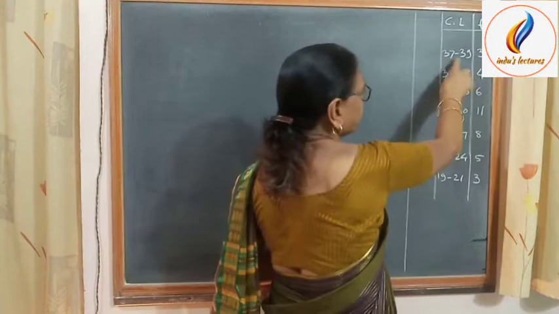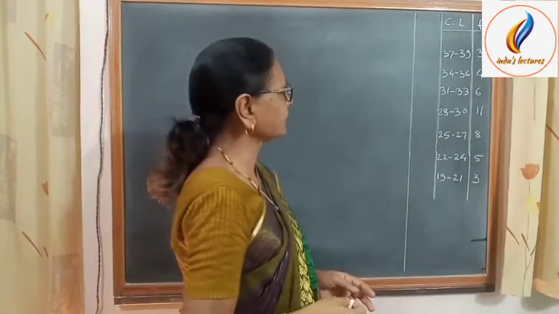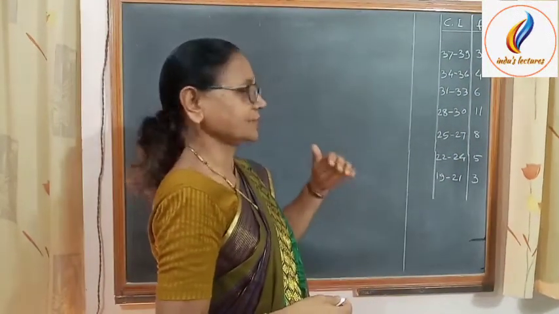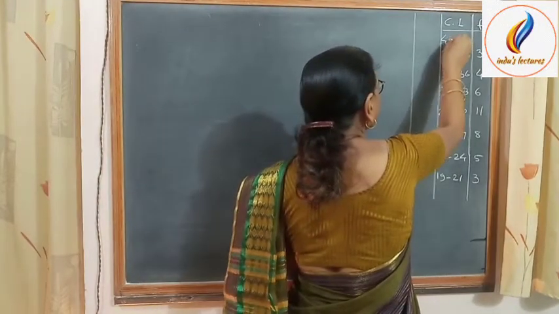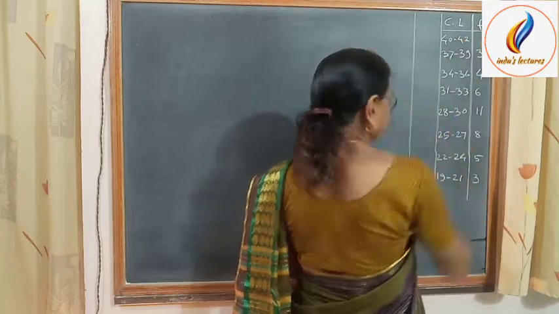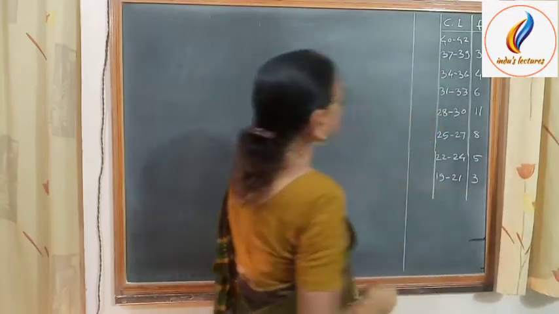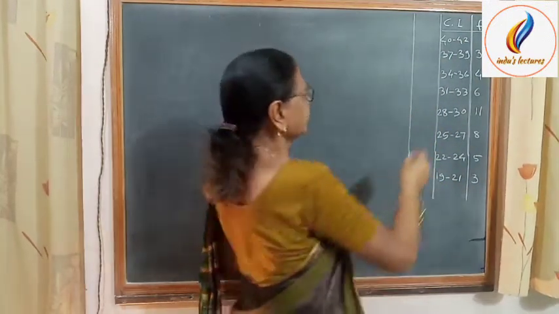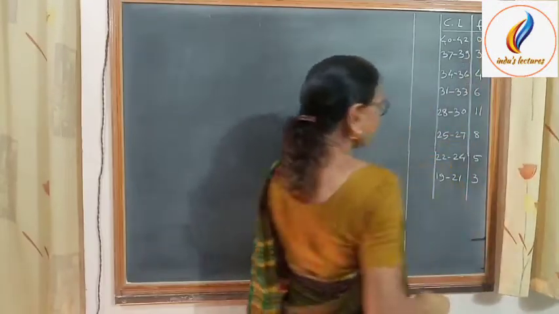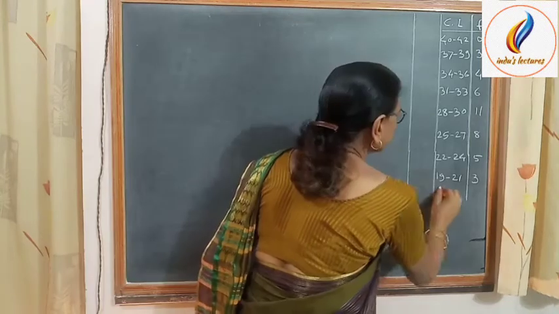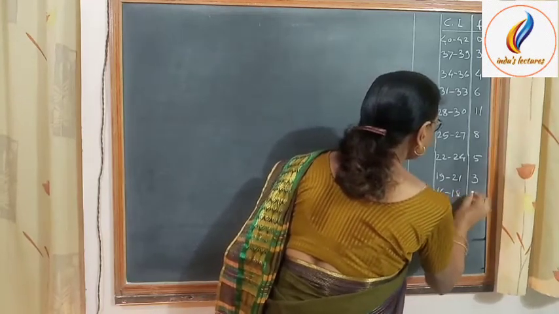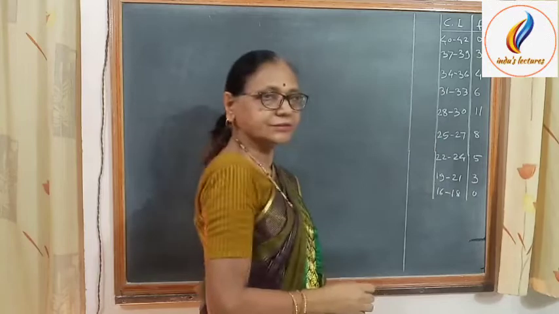So the upper class interval is 37 to 39, so the class interval above is 40 to 42, and we take its frequency as 0. Then add another class interval below the given distribution, which is 16 to 18, having frequency 0.